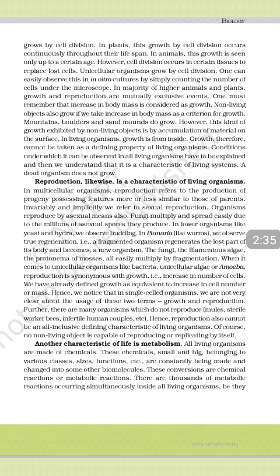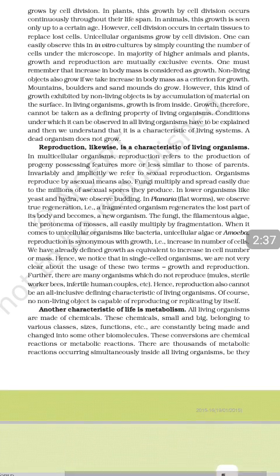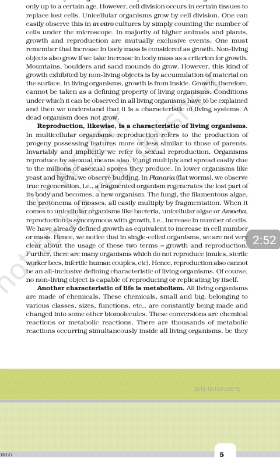Reproduction likewise is a characteristic of living organisms. In multicellular organisms, reproduction refers to the production of progeny possessing features more or less similar to those of parents. Invariably and implicitly, we refer to sexual reproduction. Organisms reproduce by asexual means also.